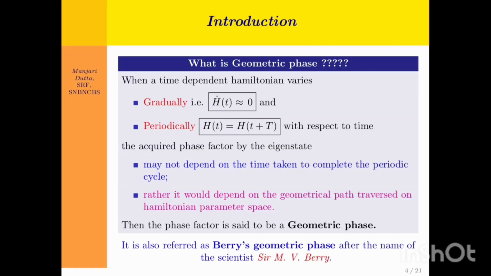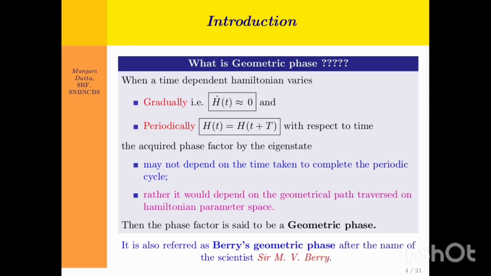So what is a geometric phase? If a time-dependent Hamiltonian varies very gradually and periodically with respect to time, then the acquired phase factor by the eigenstate of that Hamiltonian may not depend on the time taken to complete the periodic cycle. Rather, it would depend on the geometric path traversed in the Hamiltonian parameter space. In this situation, the phase factor acquired by the eigenstate is called geometric phase.